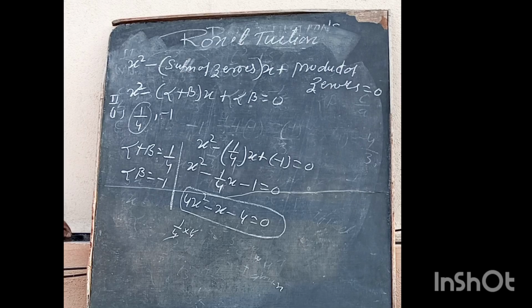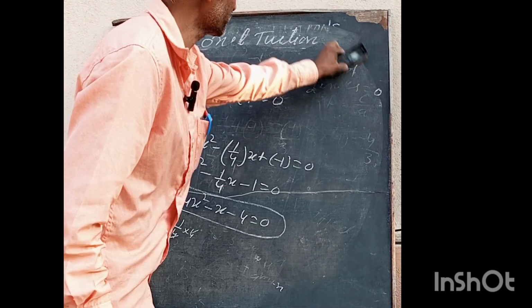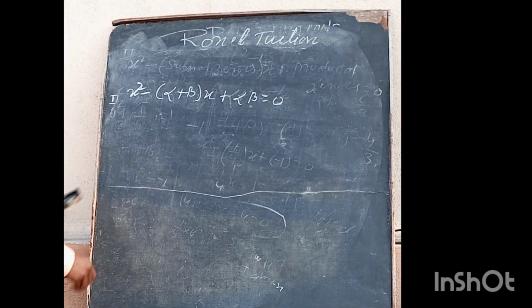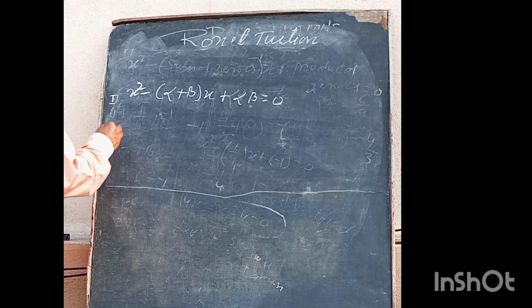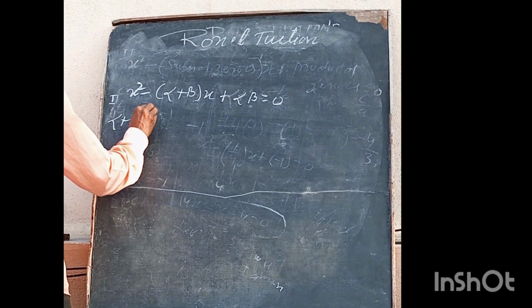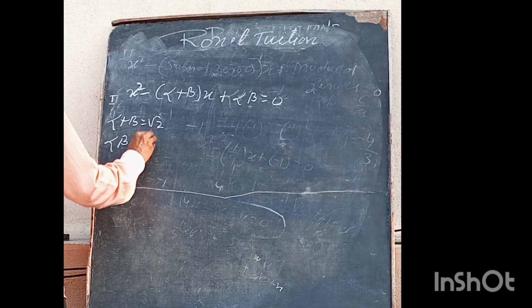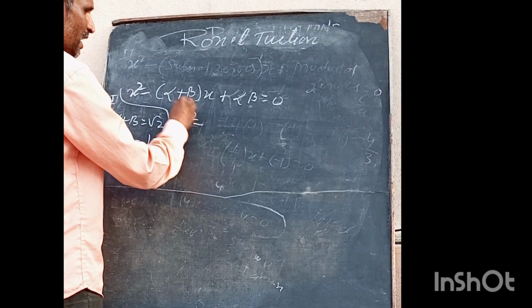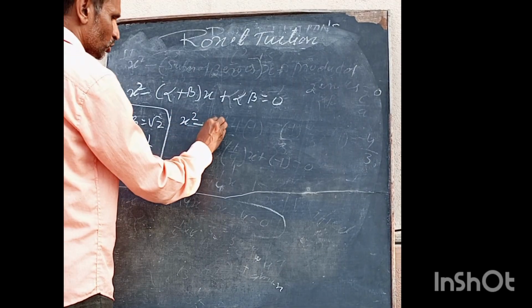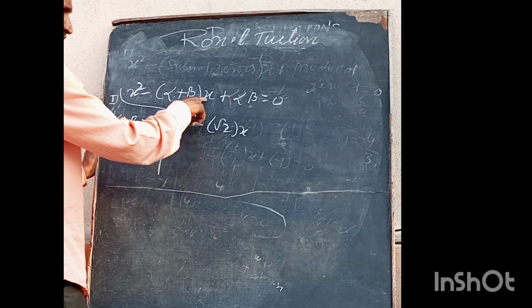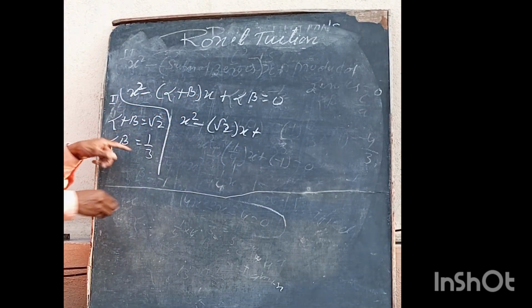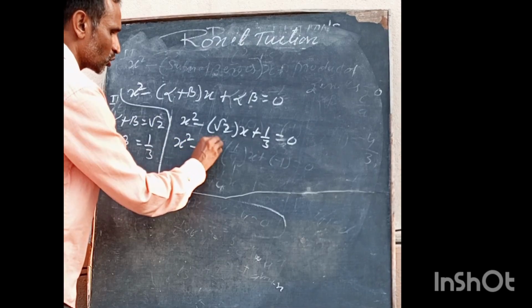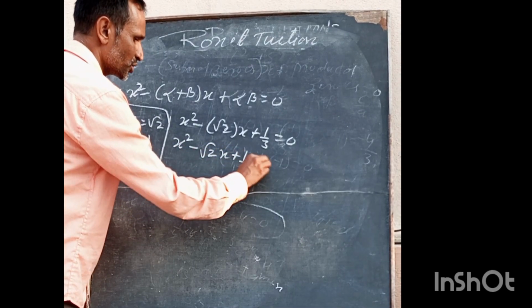First one done. Now the second one, what is given? Here, alpha plus beta is equal to root 2 and alpha beta is equal to 1 by 3. We have to form the quadratic equation. So the formula says x squared minus (alpha plus beta), how much is given? Root 2. So root 2 x, plus alpha beta, the product of the zeros, given 1 by 3, is equal to 0. Writing it in the form, x squared minus root 2 x plus 1 by 3 is equal to 0.